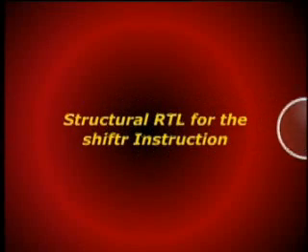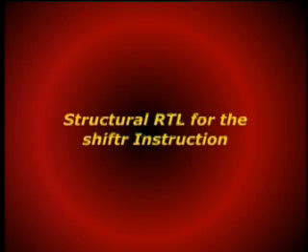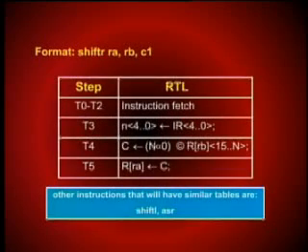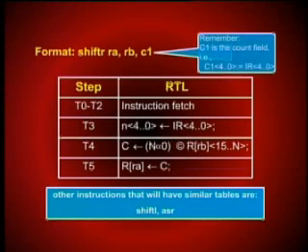The next group of instructions is the shift instructions, shift and rotate also. First example is shift right. The syntax would be shift right, RA, RB, and constant C. Remember that this constant C1 is the count field. So the 5-bit constant that is obtained from the lowest 5 bits available in the instruction register IR. Again, the first three steps indicate instruction fetch.